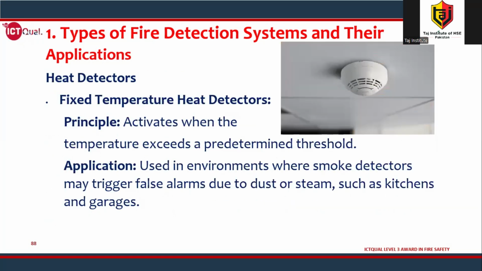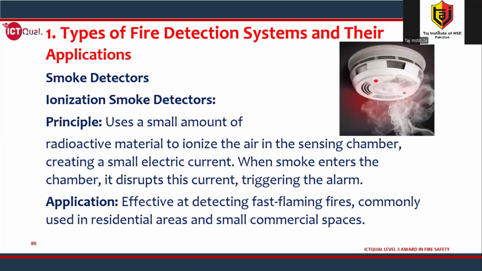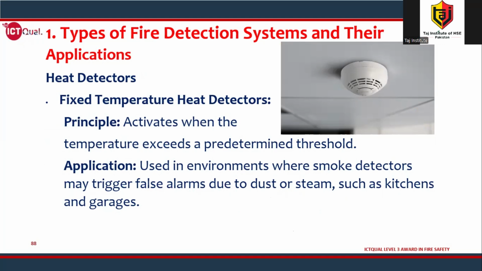Another type of detector is heat detectors. This type of device detects the heat in the room, in the working area. First, we discussed the devices which detect smoke, and these devices detect heat. Fixed temperature heat detectors. Principle: activates when the temperature exceeds a predetermined threshold.